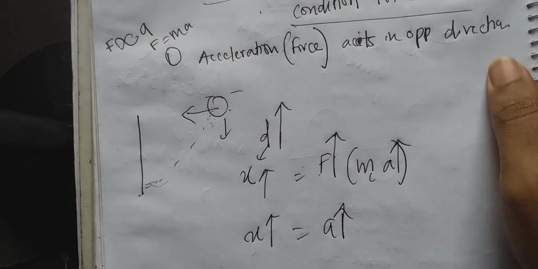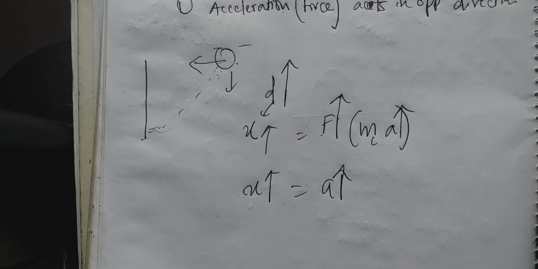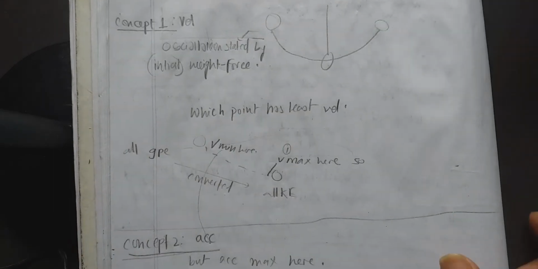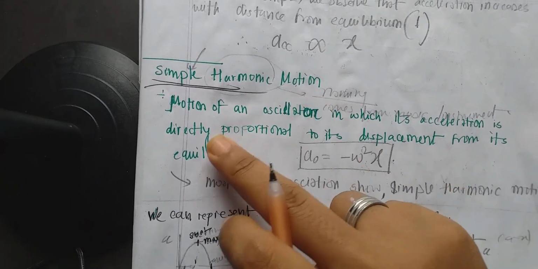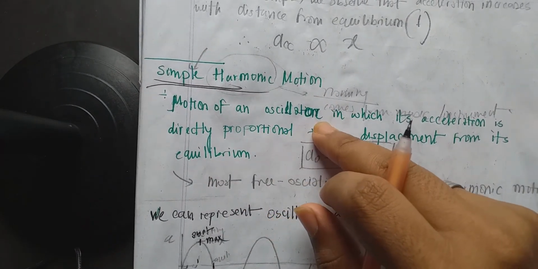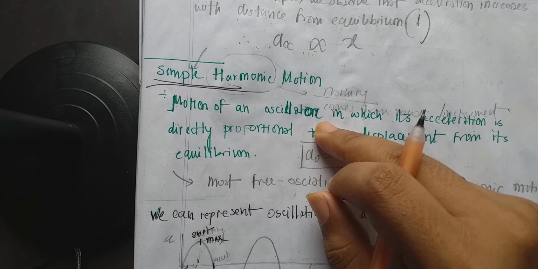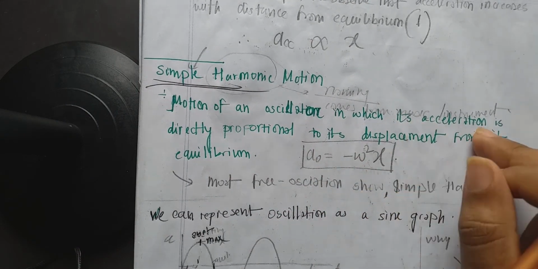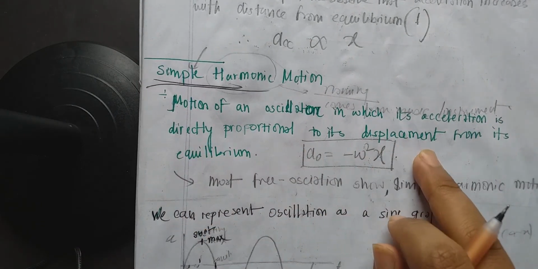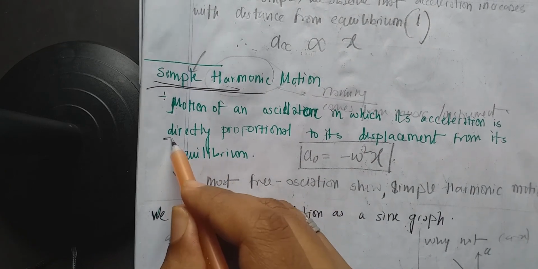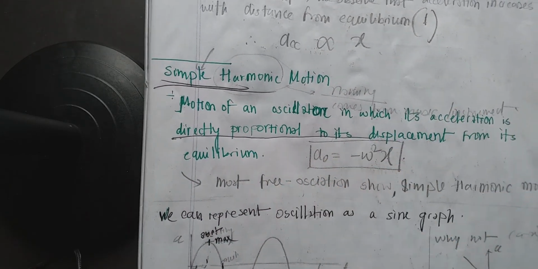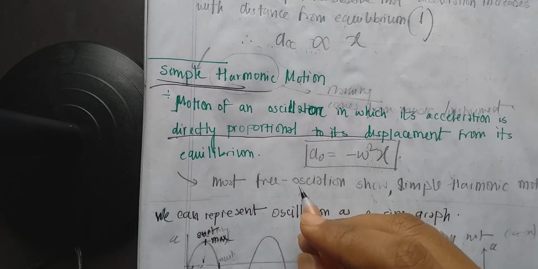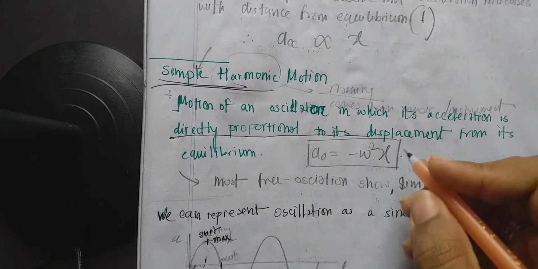So now if you get back to the definition of simple harmonic motion, what we see is that simple harmonic motion is a motion of oscillation in which its acceleration is directly proportional to its displacement. So this is the first point. And the other thing which I didn't write is that the action is in the opposite direction. So that's the second marking point.